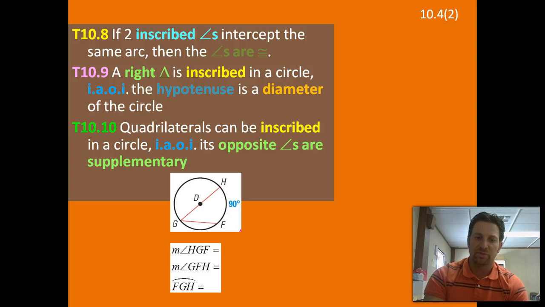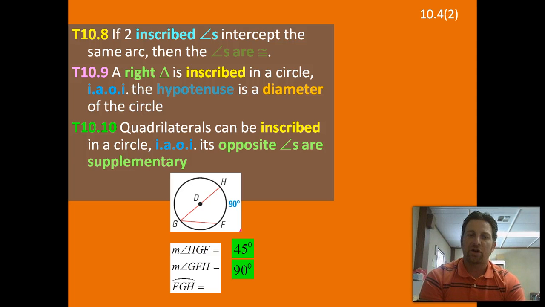So let's practice this a little bit. The first one they want me to do is figure out the measurement of angle HGF. If I look at HGF, it opens up to that 90-degree arc, so angle HGF has to be 45. Now I want to figure out the measurement of GFH. If I draw in that second segment to make GFH an angle, that angle opens up to the diameter. Since GFH opens to the diameter, half of 180 is 90, so angle GFH is 90 degrees.